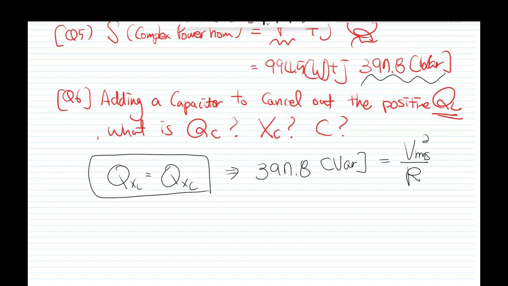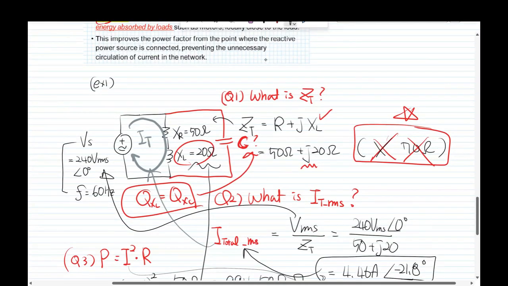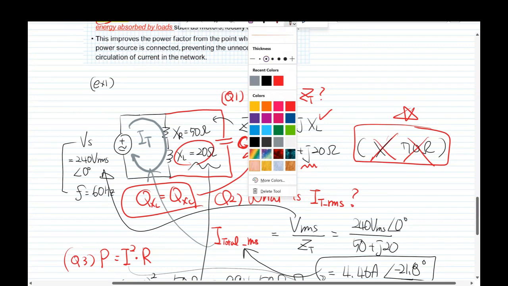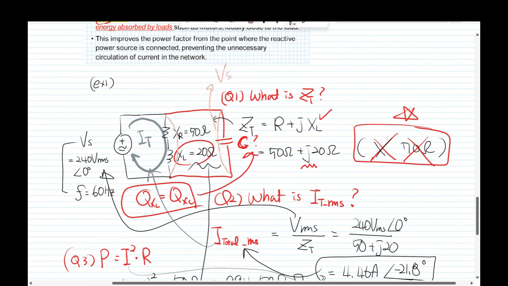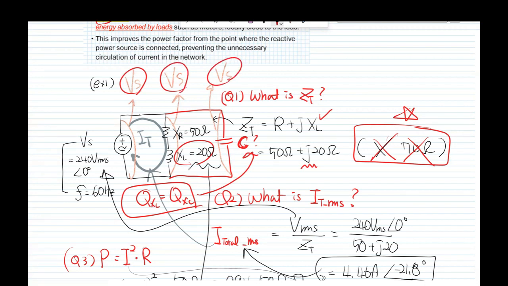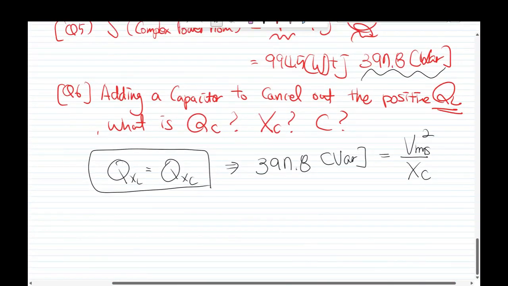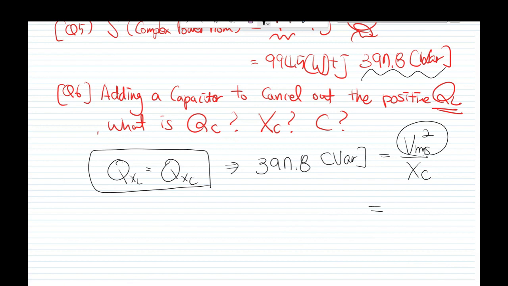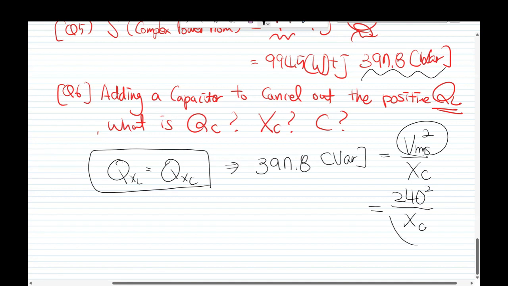It is V sub RMS squared over X sub C. Oh, I'm sorry, this is the X sub C. Can you see that here? That is the V sub S. So Q sub L is equal to Q sub C. This is why it is V sub RMS squared over X sub C, where V sub RMS is 240, squared, over X sub C.